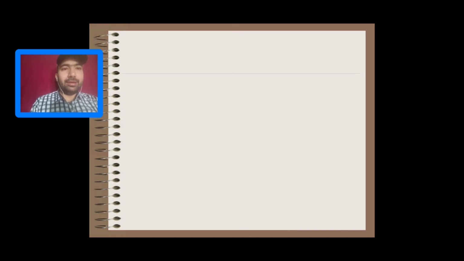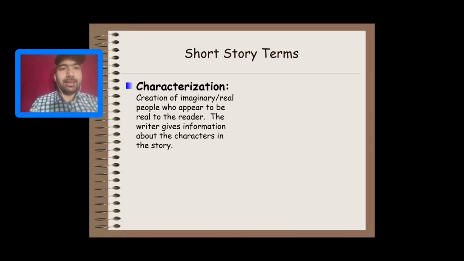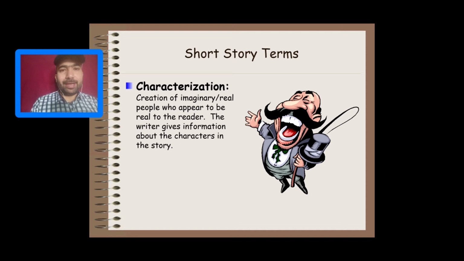Next thing about the elements of a story comes characterization. Now characters are the backbone of the story. There have to be characters. Now, creation of imaginary people who appear to be real to the reader. The writer gives information about the characters in the story. So characters can be comical ones, those can be tragical. We call them antagonist or protagonist. So there have to be characters within the story. Those can be human characters, animal characters, or inanimate characters. So a story without characters cannot exist.